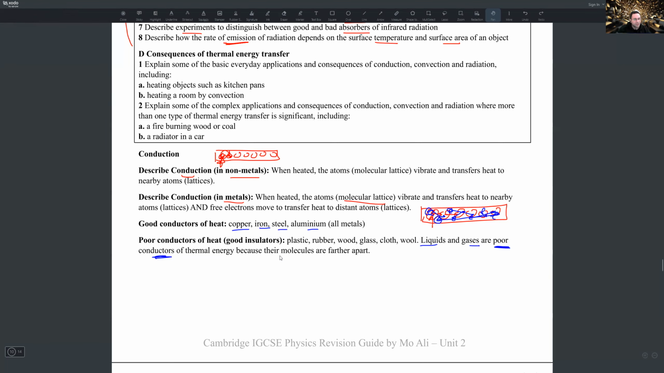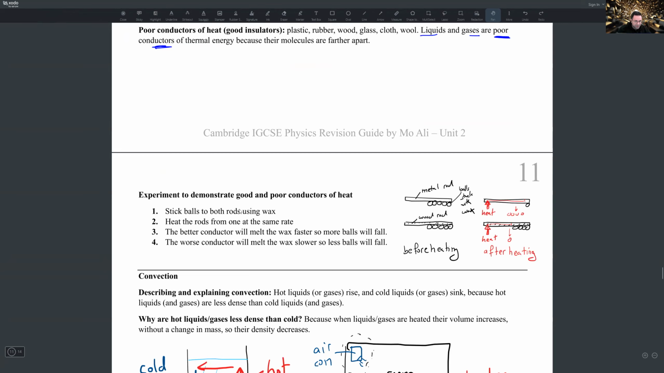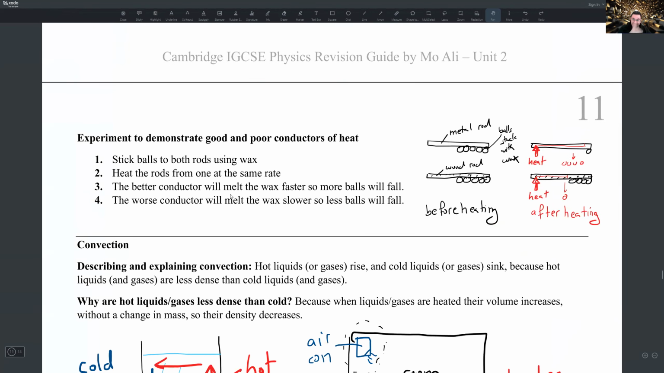Very good. Now, here's an experiment that demonstrates good and bad conductors. Again, very popular experiment. Let's say you have two equally sized pieces of metal and wood. You stick a few ping pong balls or metal balls, I don't care, with wax. So you heat up some wax, it melts, you stick it, and it dries up, or you get a hot glue gun, because that's what wax is, it's just wax. You stick these balls to that piece of metal with that hot glue gun.